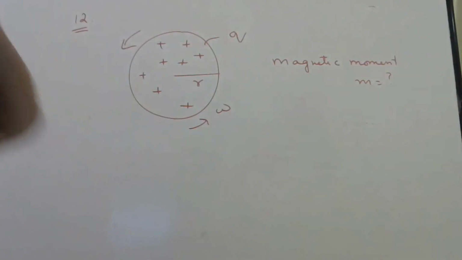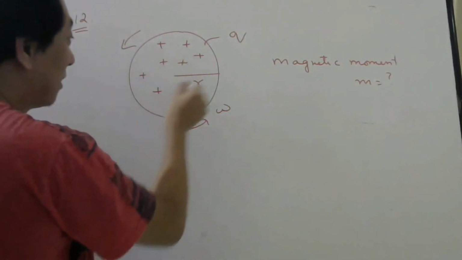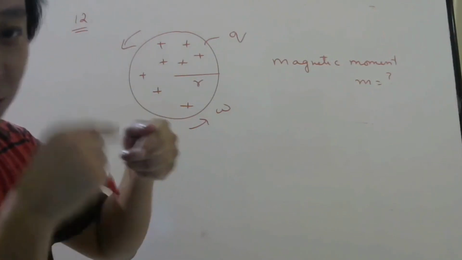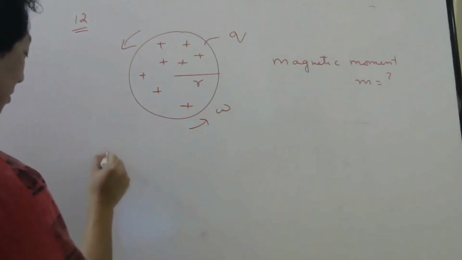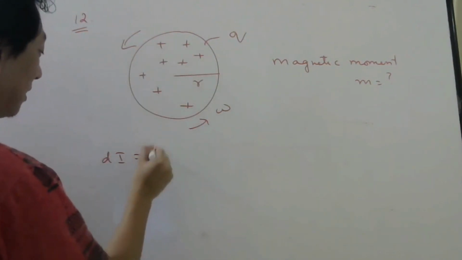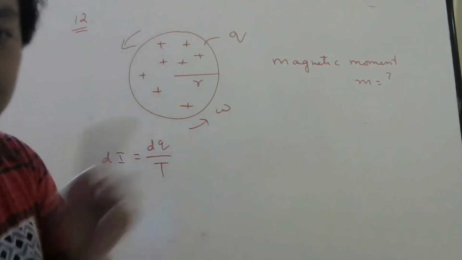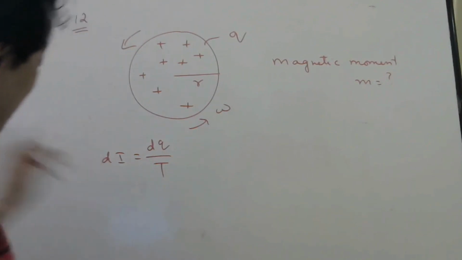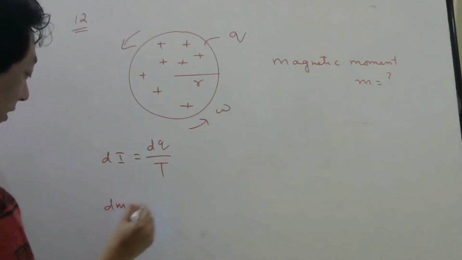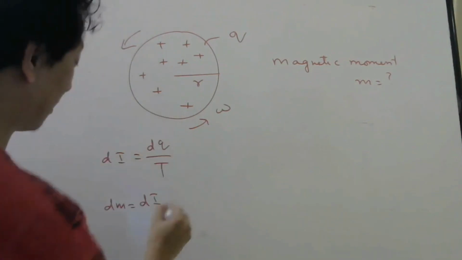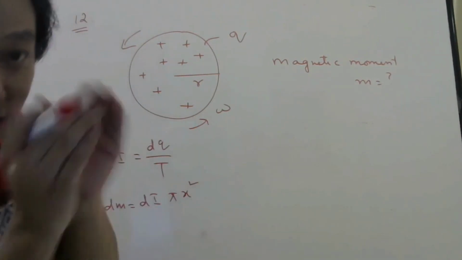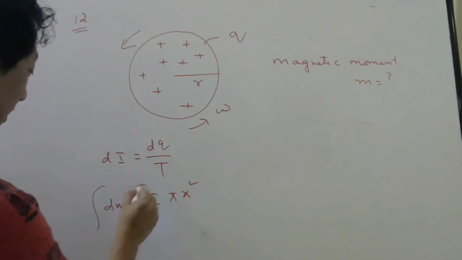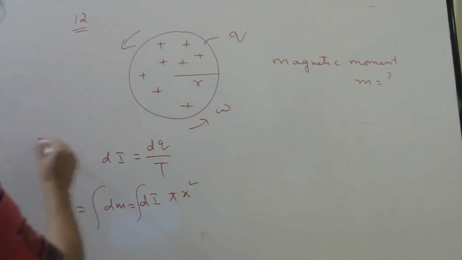Now again, what you can do is make a ring, then wait for one time period. The charge of the ring will pass through any cross section. So the current of any one ring here will be dq by capital T. Just like I found the magnetic field at the center, you can do it that way. First find the current, then find the magnetic moment: current into area of that ring, pi x square, because the ring which I took has radius x. So this way you can do it, then you integrate to find the total magnetic moment.